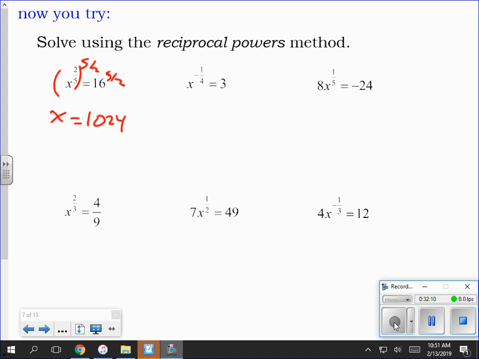The next one, the reciprocal of negative 1/4 is negative 4. So I raise them both to the negative 4 power. I get x equals 1 over 81.